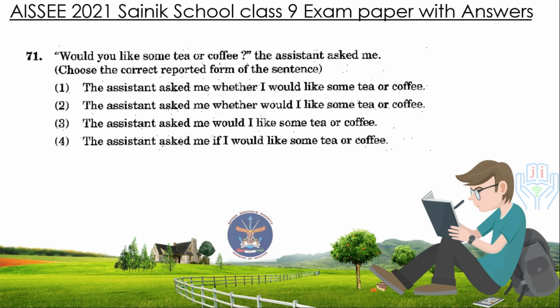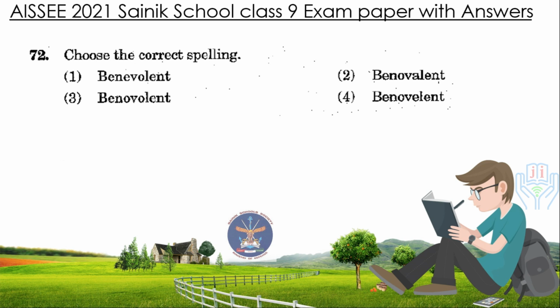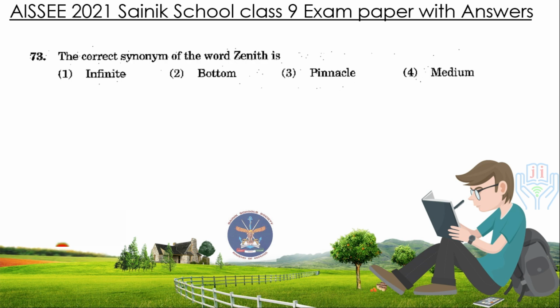Would you like some tea or coffee? The assistant asked me. The assistant asked me if I would like some tea or coffee. Choose the correct spelling. Benevolent. The correct synonym of the word zenith is pinnacle.